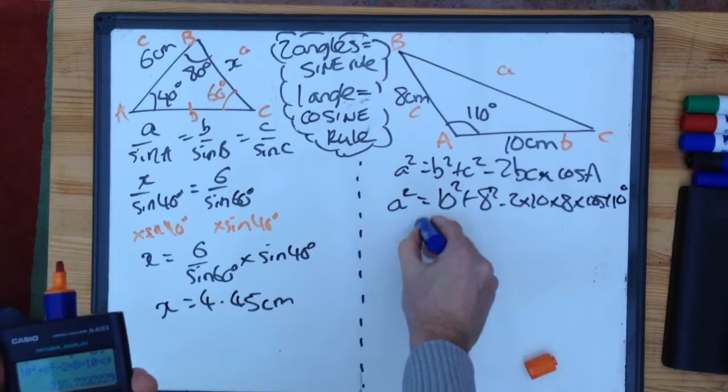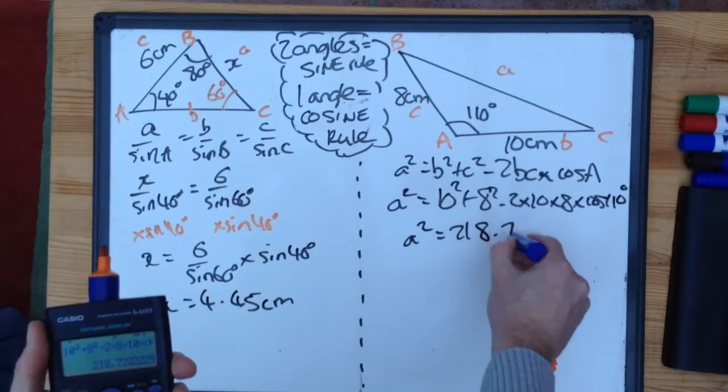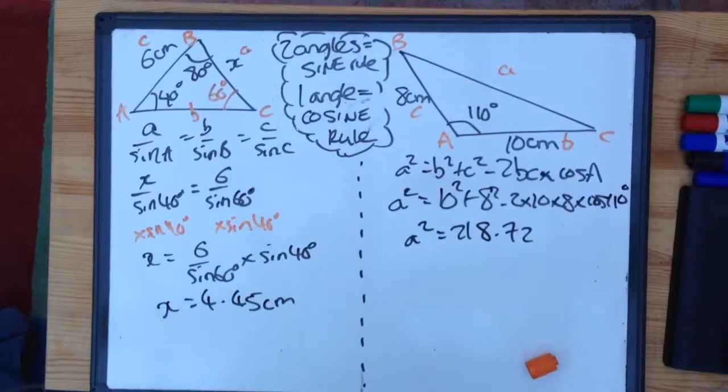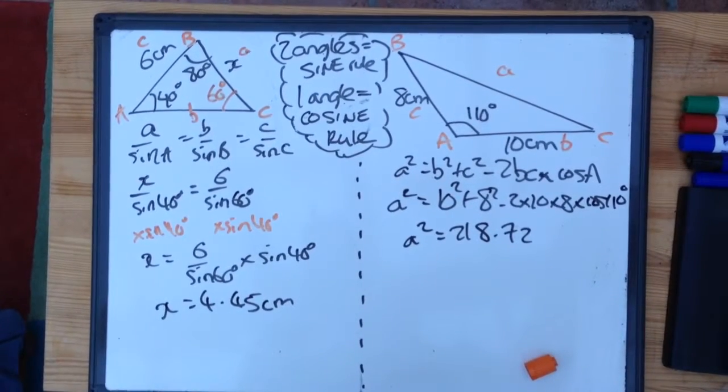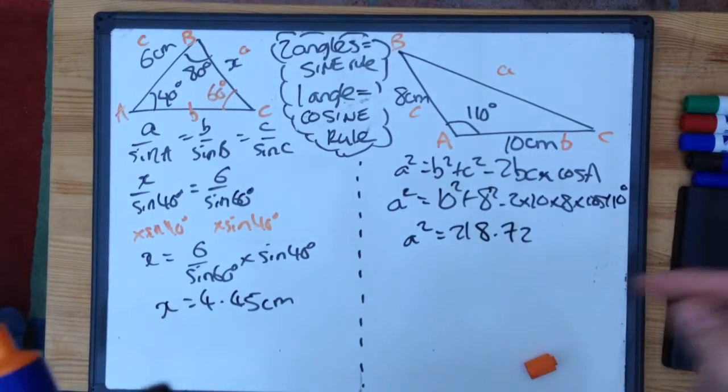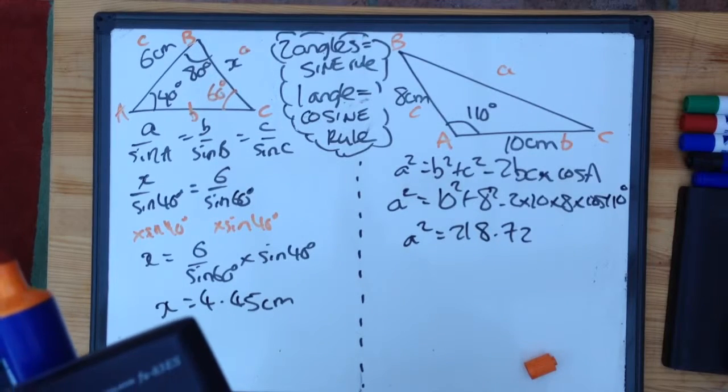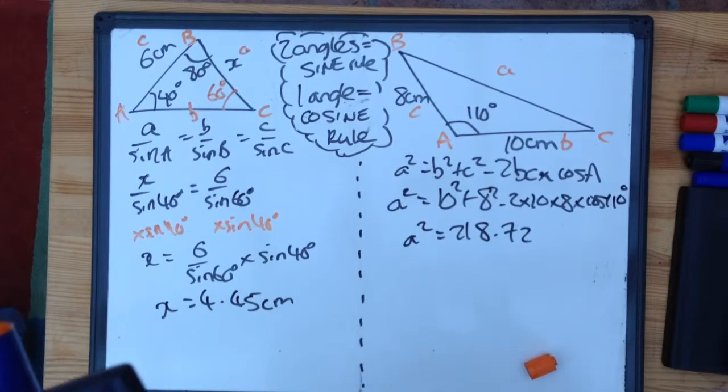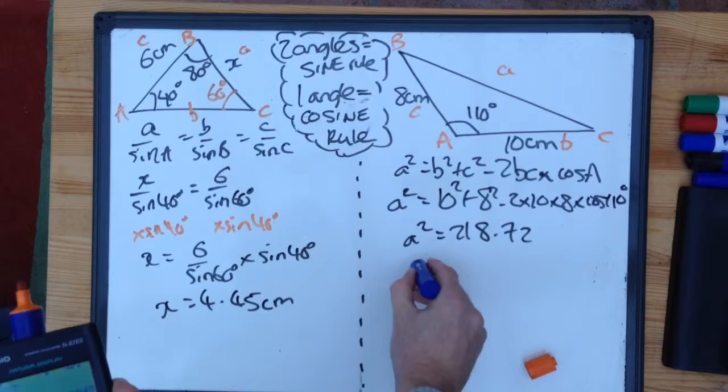So a squared is 218.72, and the decimal goes on for a little bit as well. But that's what a squared is. So to get a, we need to square root. So square root our answer, and we end up with 14.78.